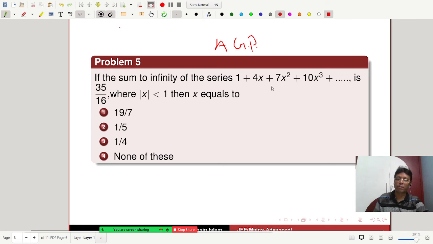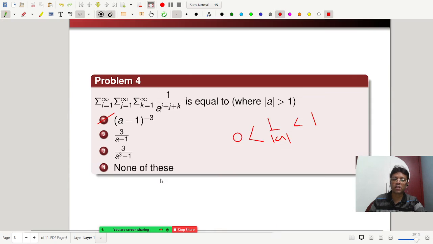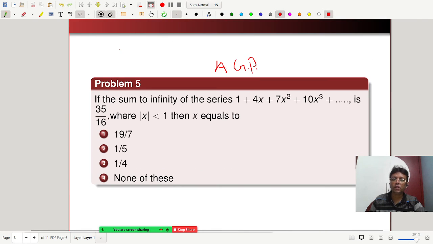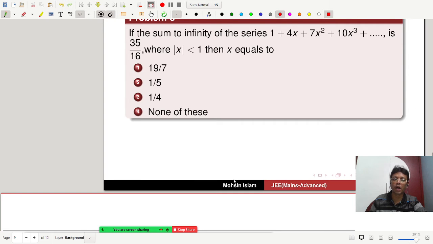Now, how to get the sum? That is the question. The first observation is that you have to identify the AGP series, the arithmetico-geometric progression series. So I will solve this. The series is 1 plus 4x plus 7x square plus 10x cube. That is the series.